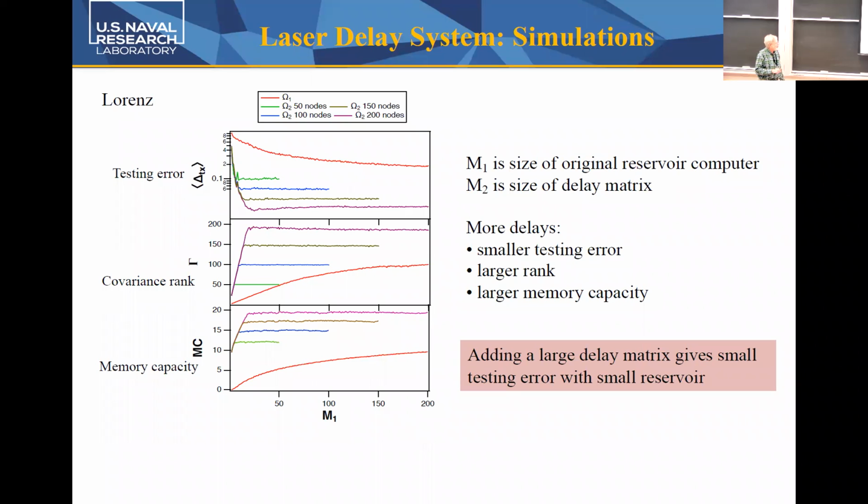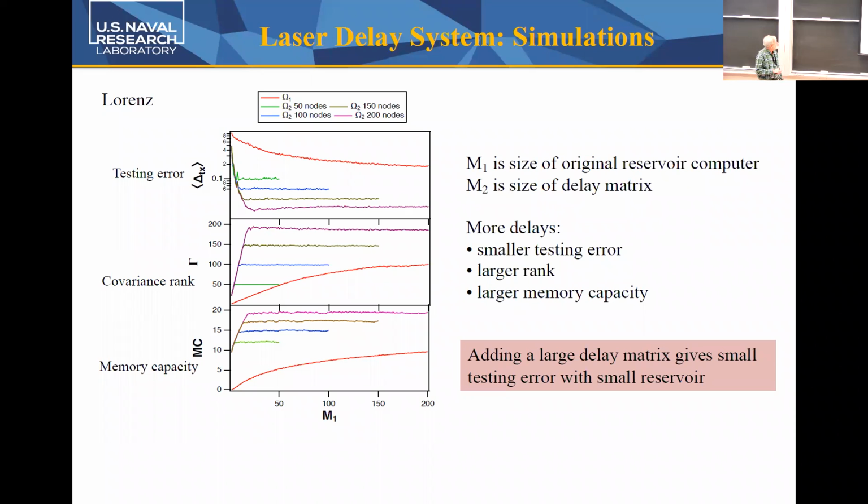As I add to the delay matrix, I get a smaller testing error. In fact, here for about 20 nodes, I get a testing error that's about a factor of 20 lower. So I do, in fact, about 20 times better by adding this delay matrix. So I could use a fairly small reservoir and get a fairly small testing error.